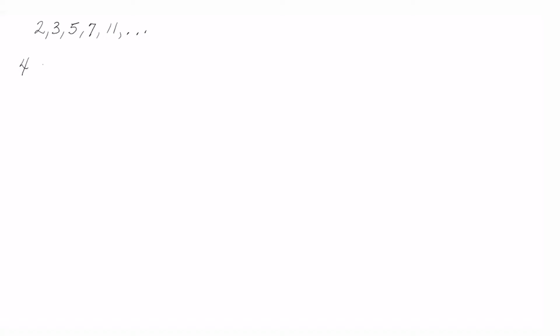Let's do 4. Well, 4 equals 2 times 2, which in more compact notation would be 2 squared. And if you don't know, the square just means times itself. Let's do another one. Let's do 12. So when we're doing 12, we can do 12 as 2 times 2 times 3, which is going to be 2 squared times 3.